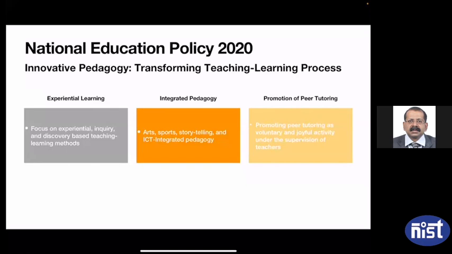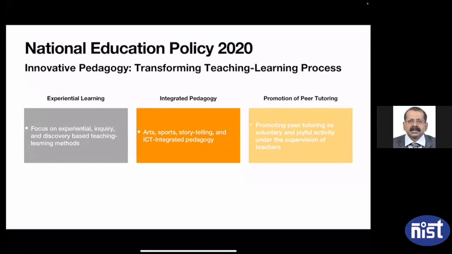And then they also talk of promotion of peer tutoring. Peer tutoring is when students of the same group, or maybe in one or two classes higher, voluntarily help the students and make them learn, which is a joyful activity under the supervision of teachers. So this also has been talked of.